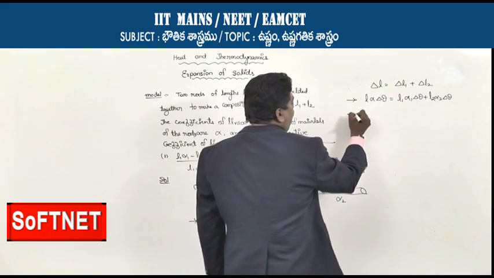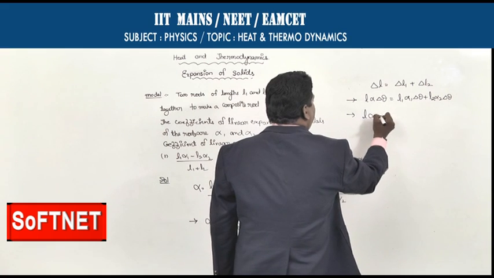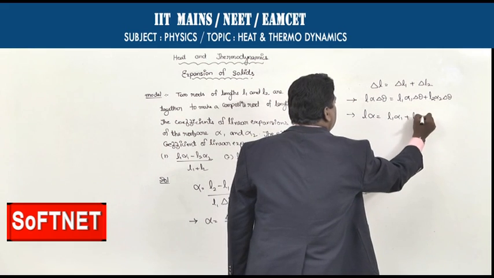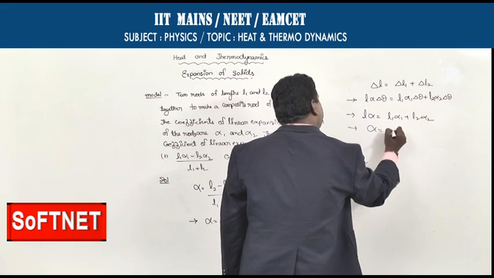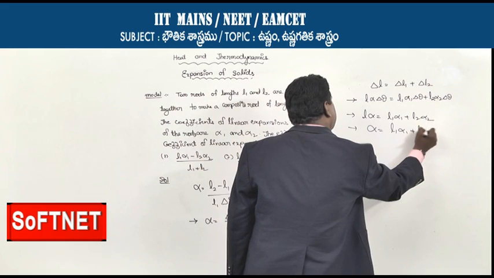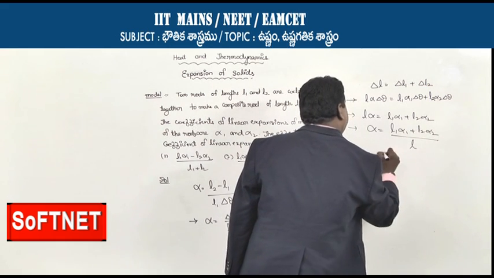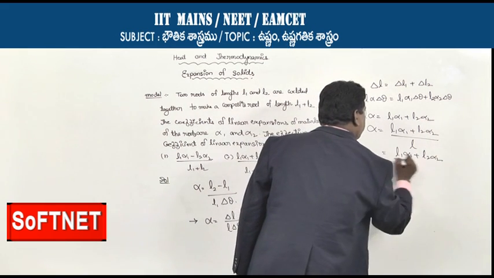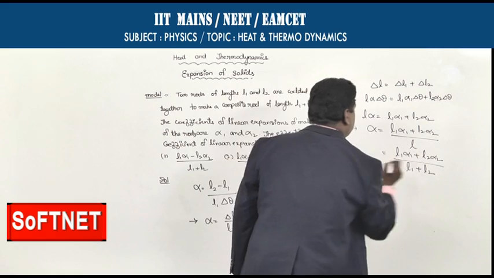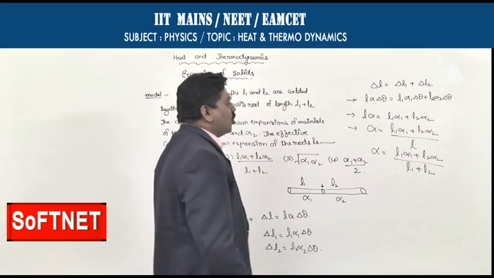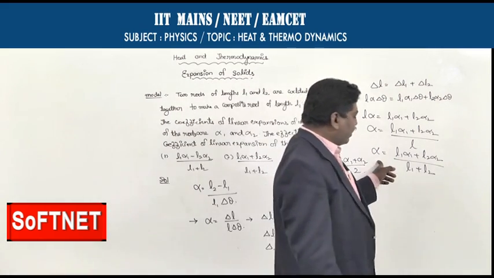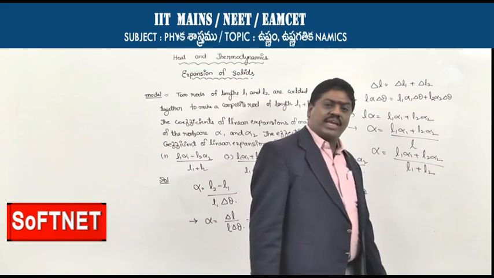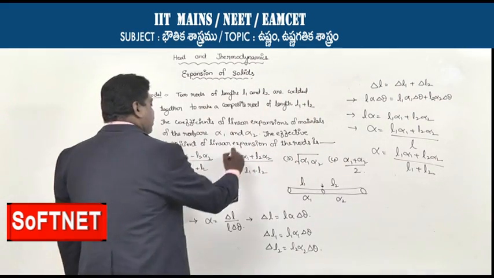Now what we are having is L alpha equals L1 alpha 1 plus L2 alpha 2, and alpha is given as (L1 alpha 1 plus L2 alpha 2) by L, and that L is L1 plus L2. So, the effective coefficient of linear expansion is given as alpha equals (L1 alpha 1 plus L2 alpha 2) by (L1 plus L2), which is our second option.